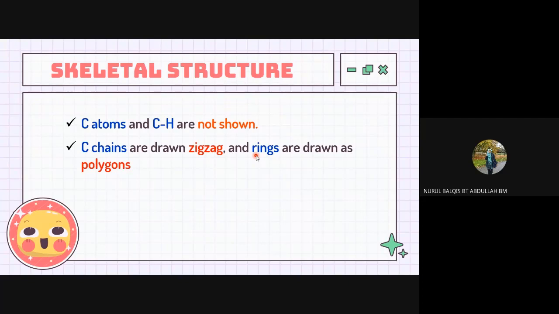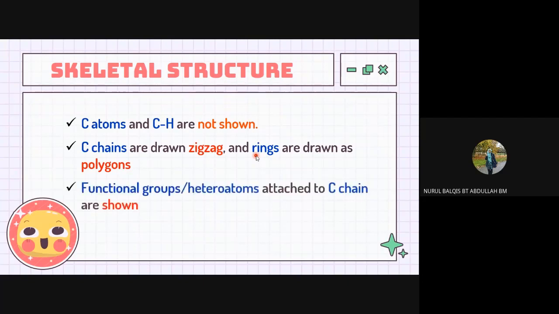Kalau 5 carbon, 1, 2, 3, 4, 5 macam tu. Sambung balik. Okay, and then for this skeletal structure, sebab carbon, hydrogen kita tak tunjuk, but then untuk functional group or heteroatoms, kita akan tunjuk dia. Kalau you ada OH, kena tarik another bond, OH.